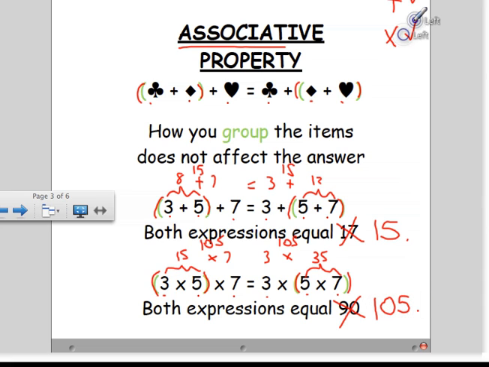So you can see that this works for addition and multiplication. Without showing you an example, I want you to make sure that you're thinking about the fact that, again, this property works for addition and multiplication. It does not work for subtraction, and it does not work for division.